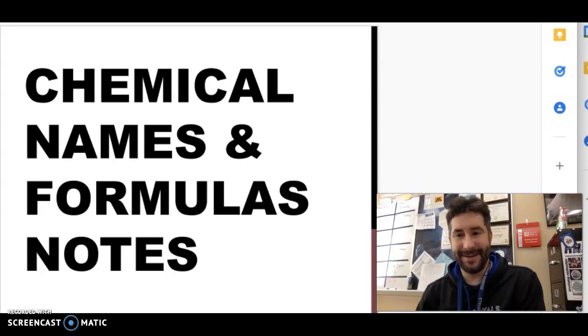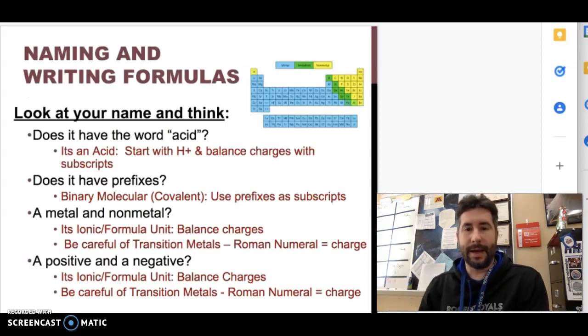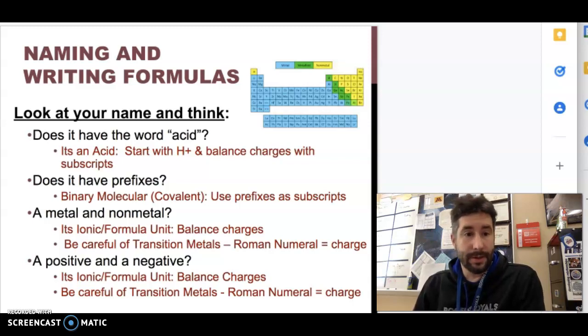Hello! Today we are going to be looking at chemical names and formulas. So we've been talking about all kinds of these. We're just going to put all the pieces together now. We know that we've learned how to do acids and base naming. We've learned about ionic. We've learned about covalent. So really the big piece is to think about what kind is it and then name it according to those rules.